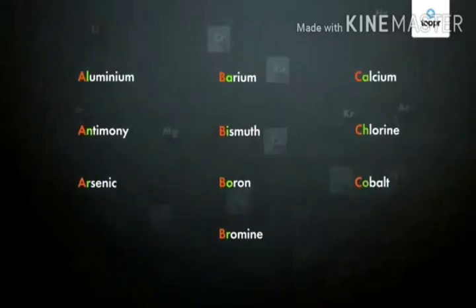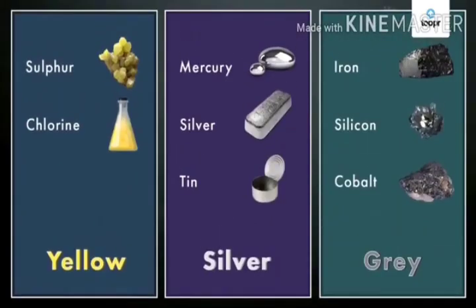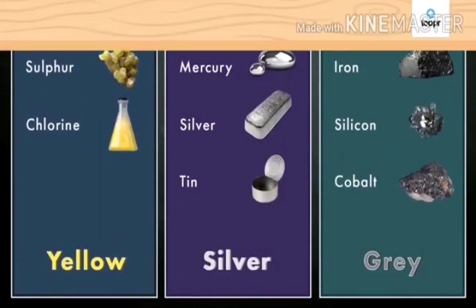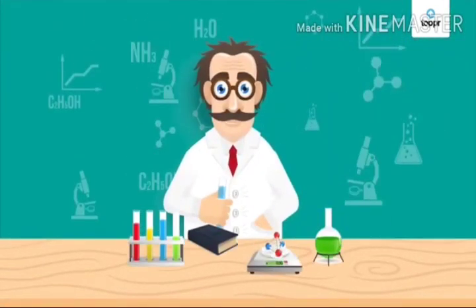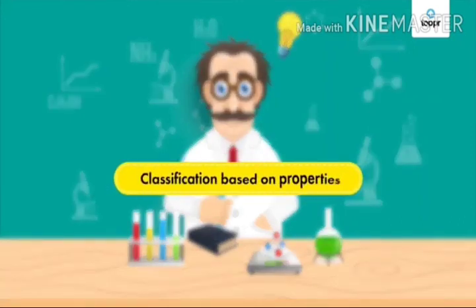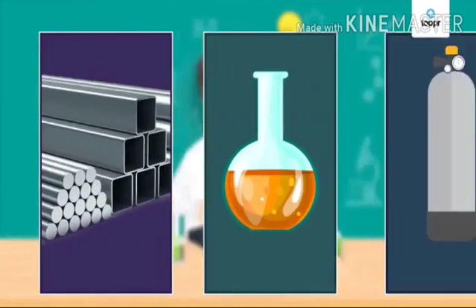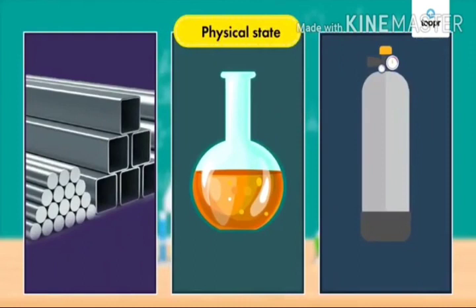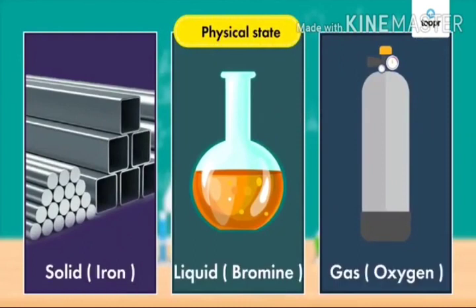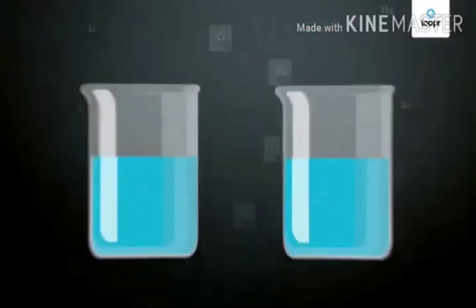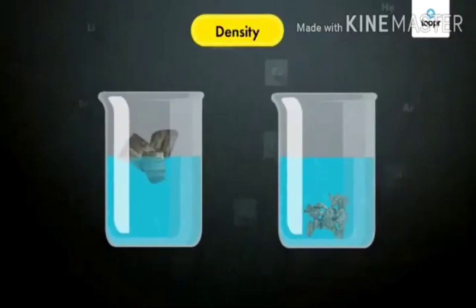Based on what criteria are the elements being classified? Based on alphabetic order? Or, for example, based on color? No. The scientists were continuously thinking about what basis we can use to identify them. Yes, the classification is based on the properties of the elements, for example the physical state like solid, liquid or gas, or based on the density.